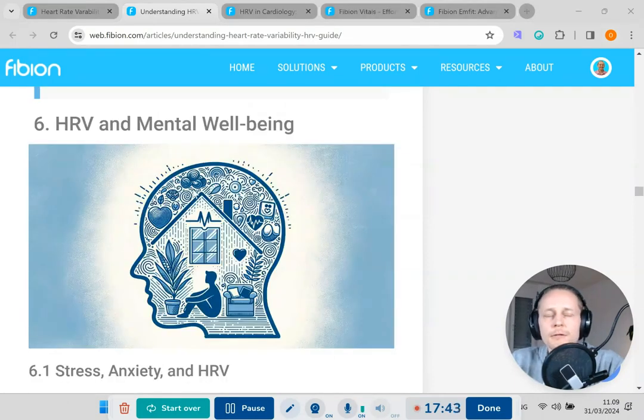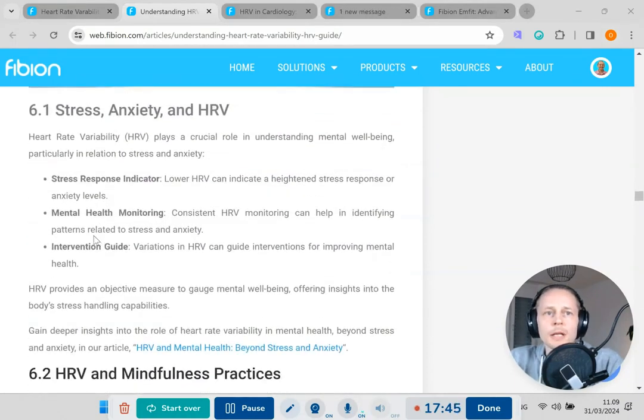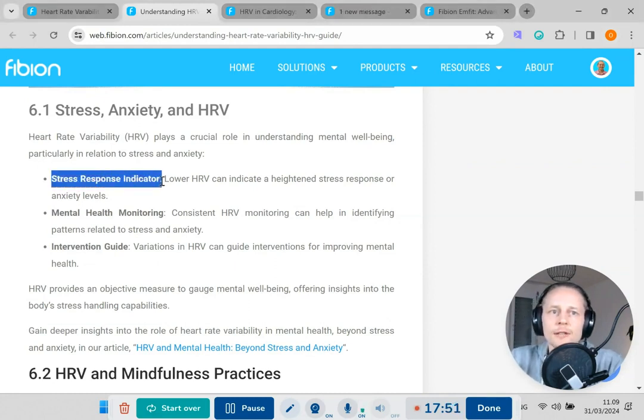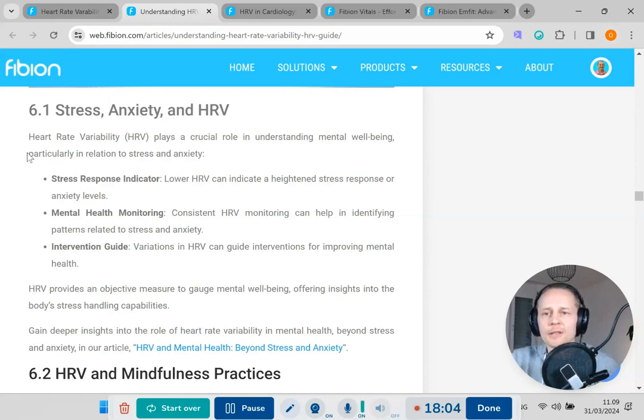And then if we look at heart rate variability and mental well-being, as said before, heart rate variability is a good stress response indicator. So lower heart rate variability can indicate a heightened stress response or anxiety levels. And you can use this as we talked about with nighttime measurements. So then it's a more controlled situation, because when you're supposed to sleep, you should be lying down and you should be sleeping. So it's easier to interpret the results when you have nighttime data.